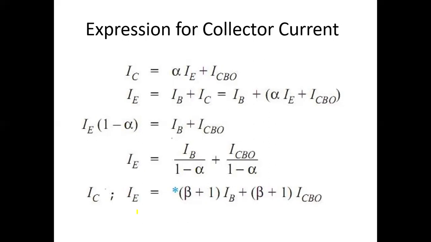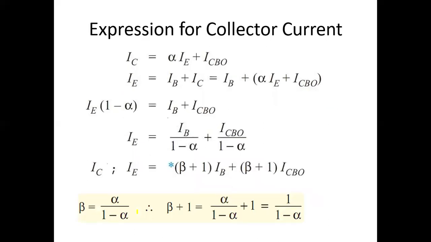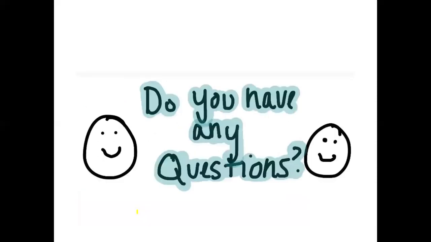I think you should write this equation to solve mathematical problems. Here the relation of alpha and beta is also shown. The equation for emitter current is IE equal to beta plus 1 into IB plus beta plus 1 into ICBO. And finally we have the equation that beta is equal to alpha by 1 minus alpha.